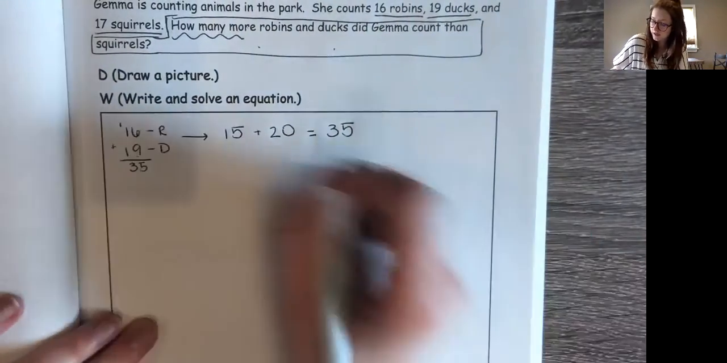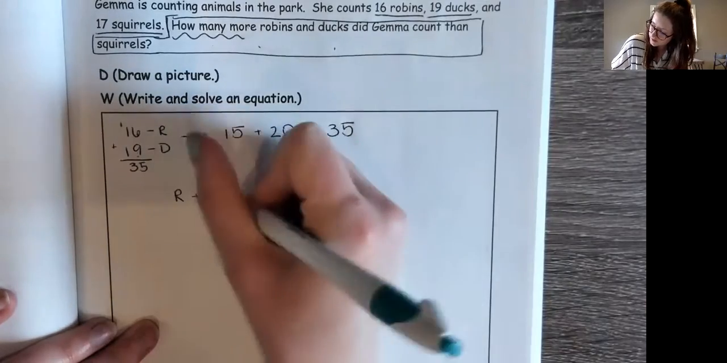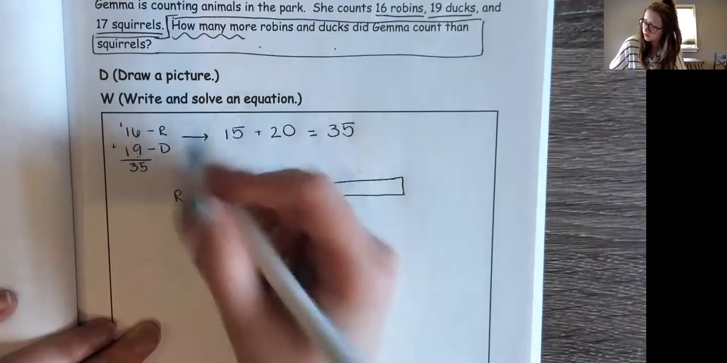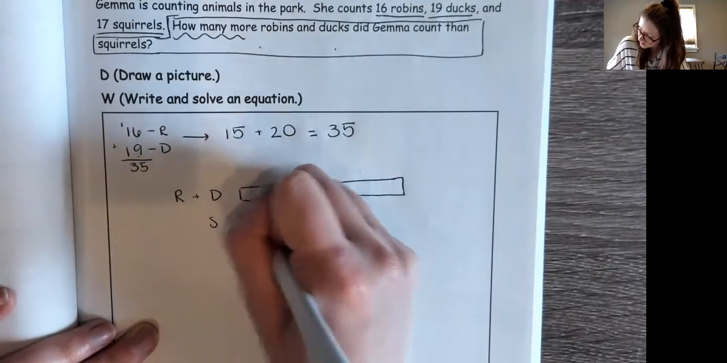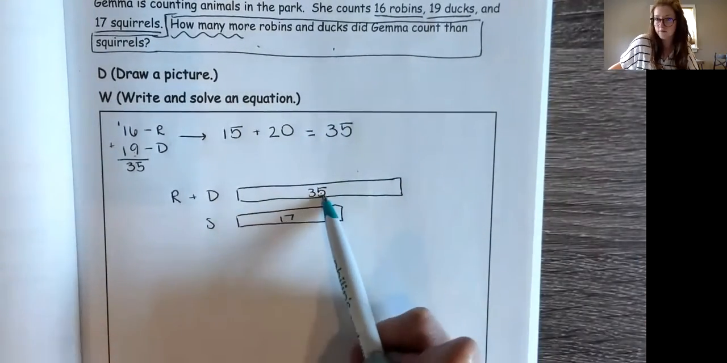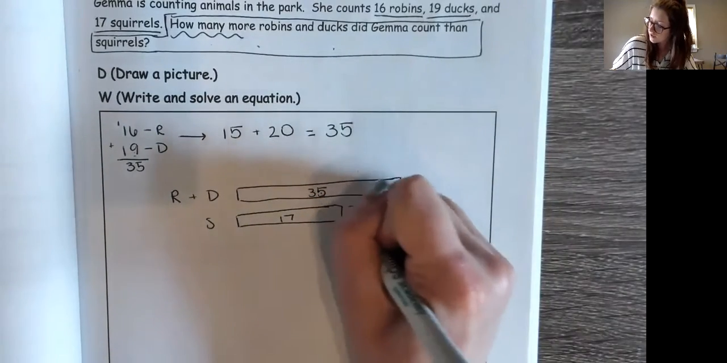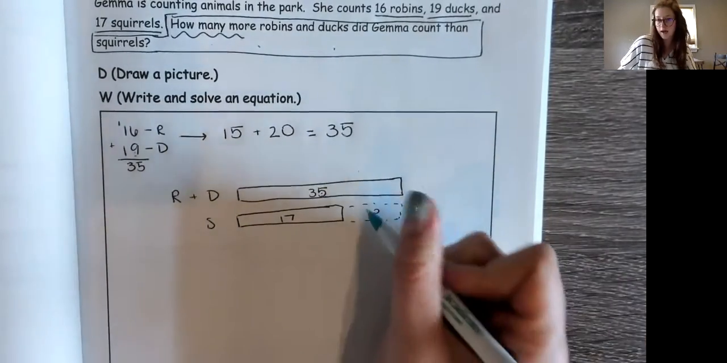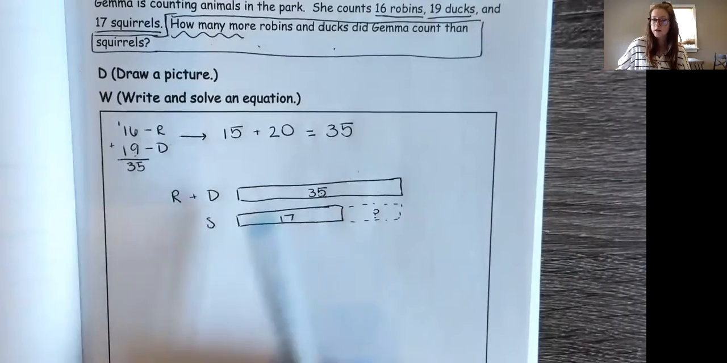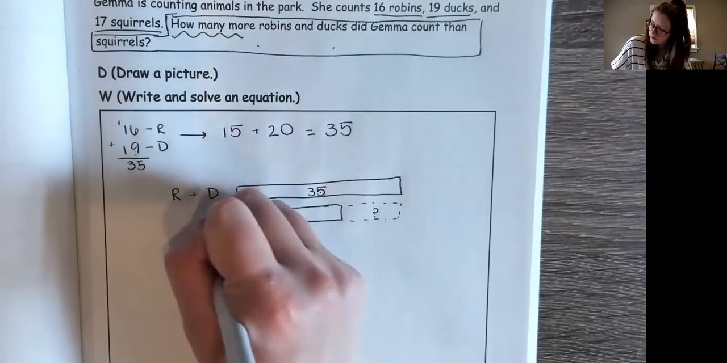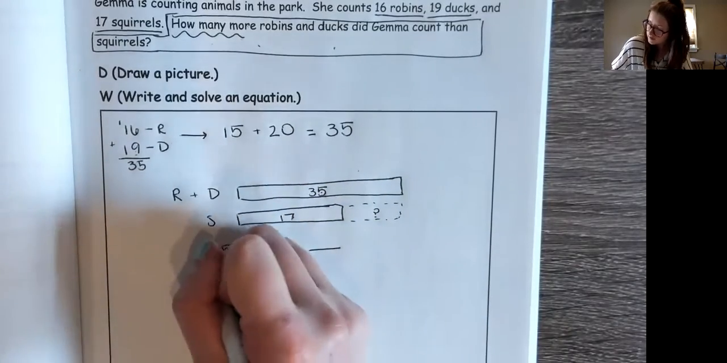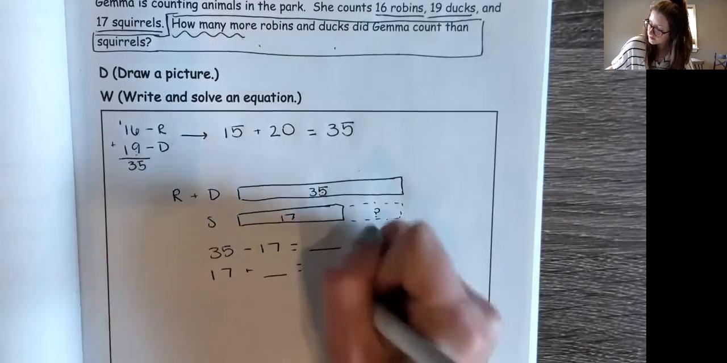So what I'm going to do is draw a tape diagram to know how much she counted. I know that she counted 35 robins and ducks. I know that she counted 17 squirrels. 17 is less than 35, so that tape diagram is going to be smaller. But what I'm trying to figure out is how many more she counted of the robins and ducks than she did of the squirrels, right? So I'm trying to solve for this missing part, this missing number that's going to tell me how many more there were. So there are two different ways that I could solve this problem. I could do 35 minus 17, or I could do 17 plus what equals 35. So I can do 35 minus 17 equals my missing number, or I can add my number 17 plus my missing number to give me 35.